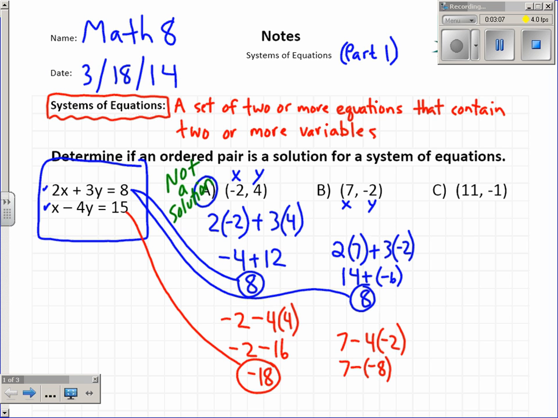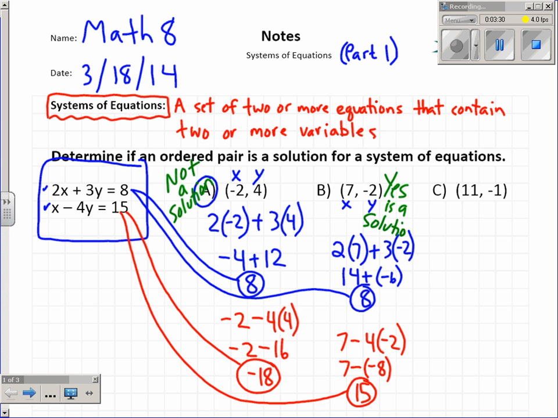Negative signs can make this confusing, right? All right, so now I have 7 minus a negative 8, which is the same as 7 plus 8, which is 15. And that is what they had for the second solution. So we can say that yes, 7 and negative 2 is a solution. All right, so exactly what we just did with letters A and B, go ahead and do that for letter C, and we will talk about it in class tomorrow.